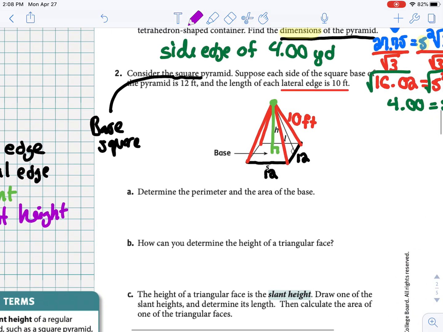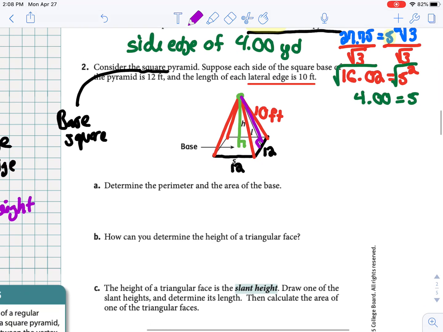And the slant height refers to the height of one of these triangular sides, one of these lateral faces. So you almost have to think of it as literally the height, but at a slant. Okay, it's important to note though that the slant height is different than the height, and that's going to become a distinction that we have to pay really close attention to.